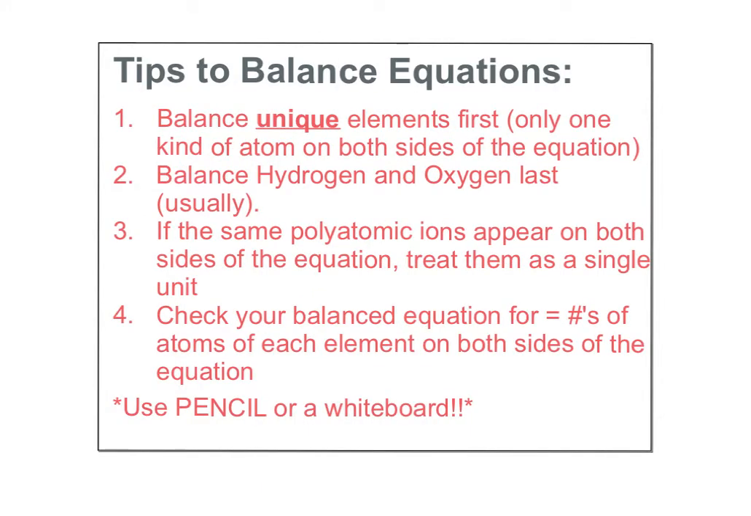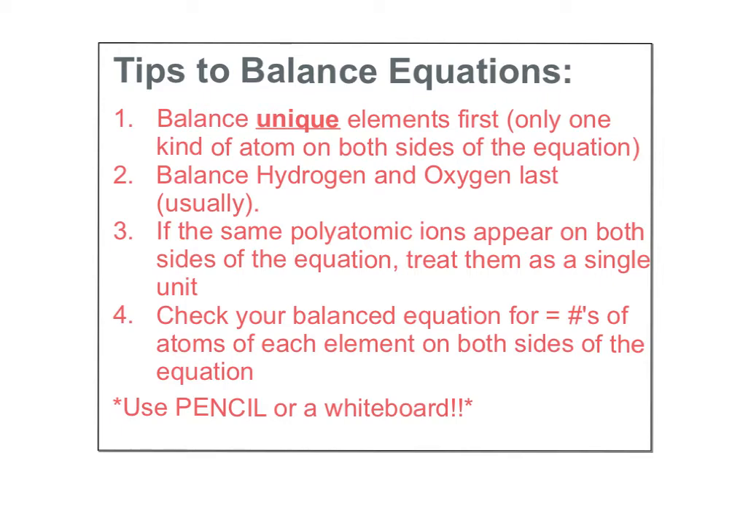So here are my tips for balancing. First, I always start with any unique element. So maybe there's only one of them on either side of the equation, whereas something like hydrogen and oxygen sometimes are in multiple reactants and multiple products. So we usually do those last. So unique elements are something that maybe catches your attention, stands out. It's only in one compound on the left and one compound on the right.